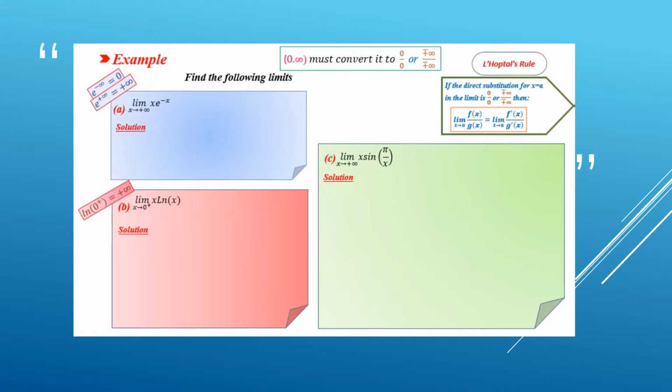Hi everyone, in this video we'll talk about one of the most important indeterminate forms, which is 0 times infinity. We have a lot of indeterminate forms, but this is the first one. We cannot apply L'Hopital's rule directly because L'Hopital's rule works when the direct substitution is 0 over 0 or infinity over infinity. So you have to convert this indeterminate form to 0 over 0 or infinity over infinity first, then you can apply L'Hopital's rule.